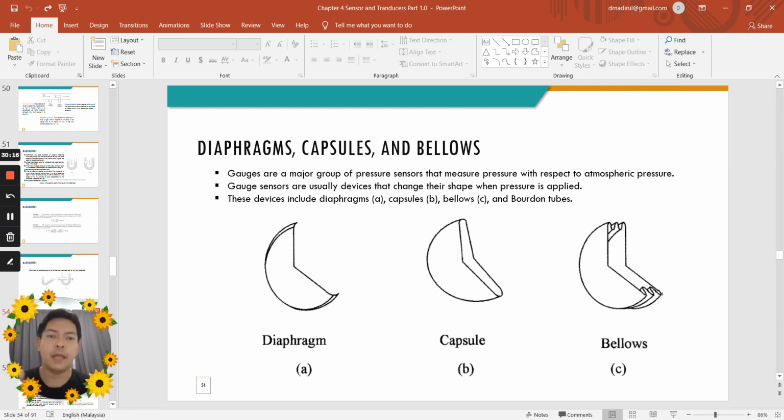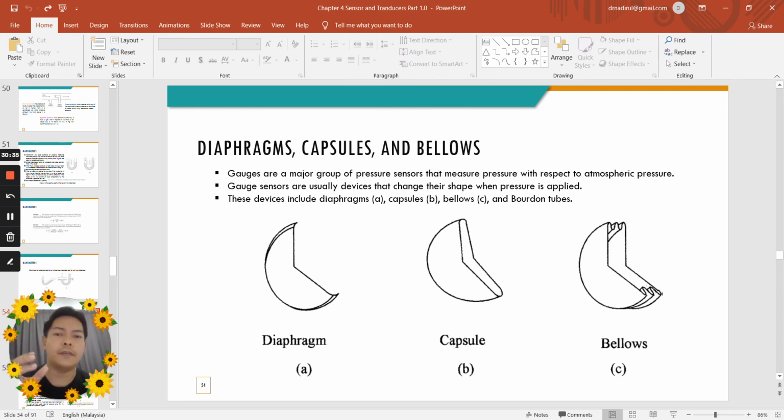Diaphragm, capsule and bellows gauges are a major group of pressure sensors that measure pressure with respect to atmospheric pressure. So instead of using a manometer, sometimes you can also use a gauge to sense pressure.